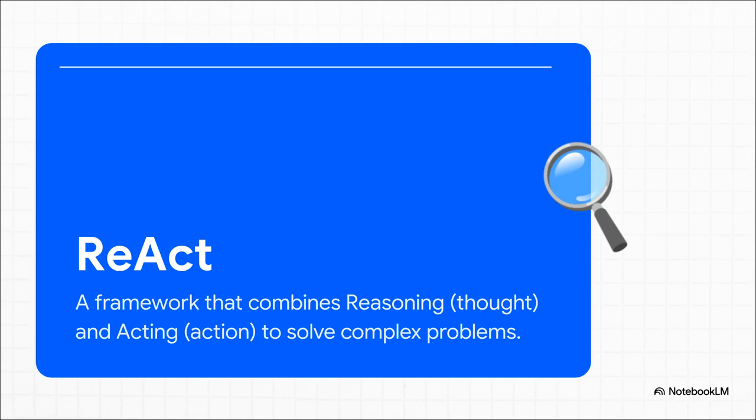The AI doesn't just act blindly. First, it thinks about what it should do. Then it does it. Then, and this is crucial, it observes what happened. That observation feeds right back into its next thought. It's this continuous cycle: thought, action, observation, new thought. That's how it learns and adapts.